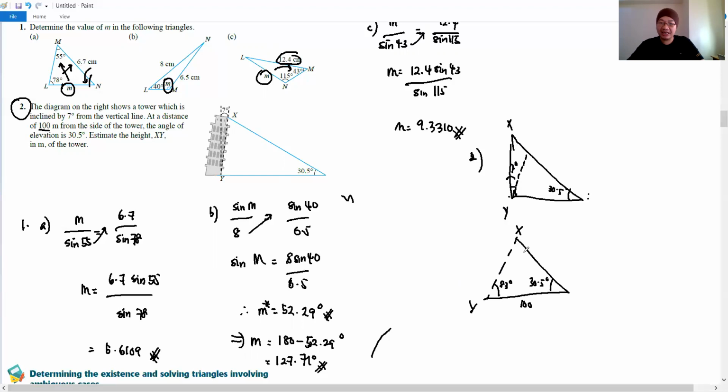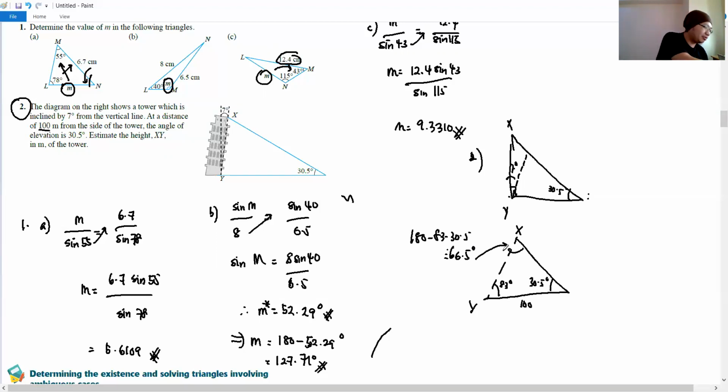Okay. Now this is a triangle, right? So how much for this one? Because this is a triangle, 180 minus 83 minus 30.5. So we are supposed to get how much? 180 minus 83 minus 30.5, this is the answer that we should obtain. 66 point something, 66.5, yeah. 66.5 degrees. This is the angle.